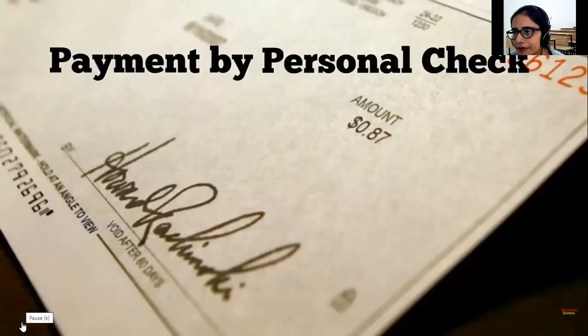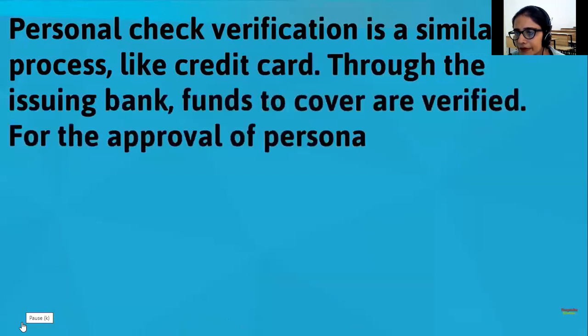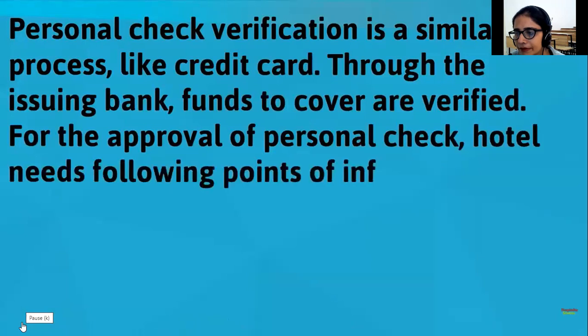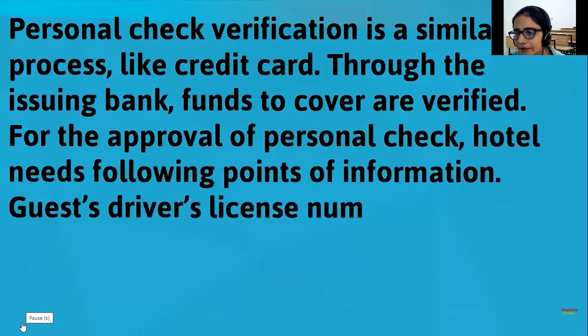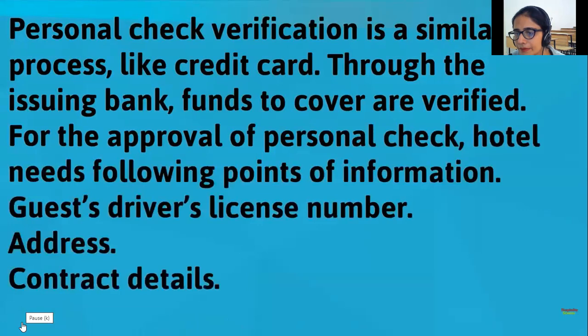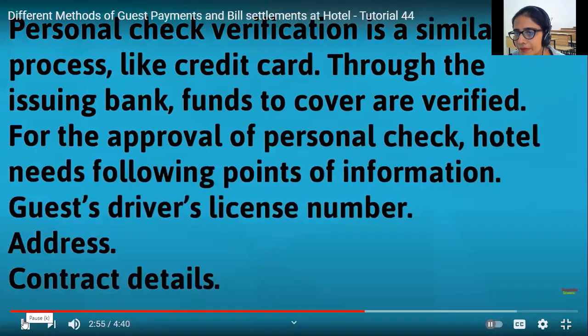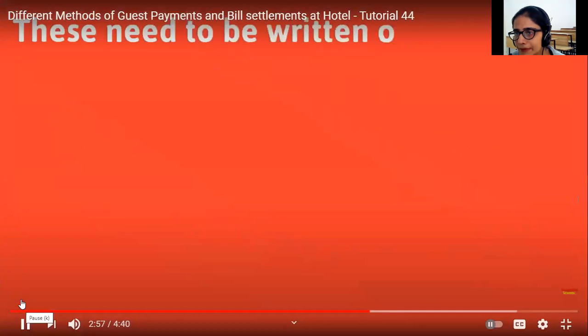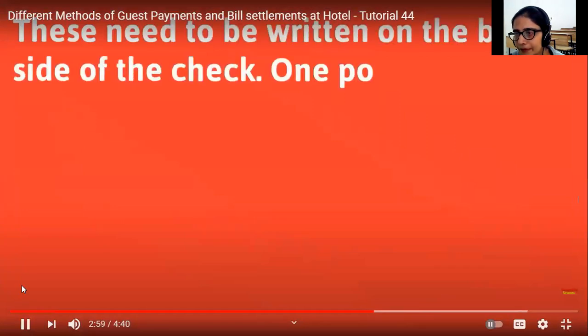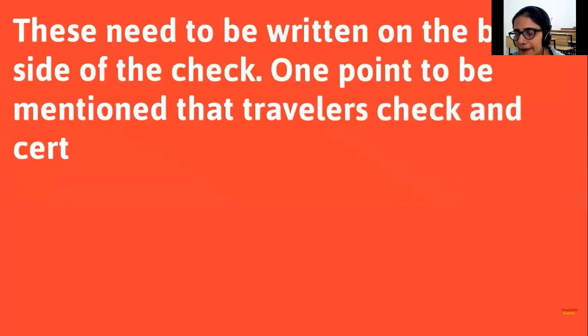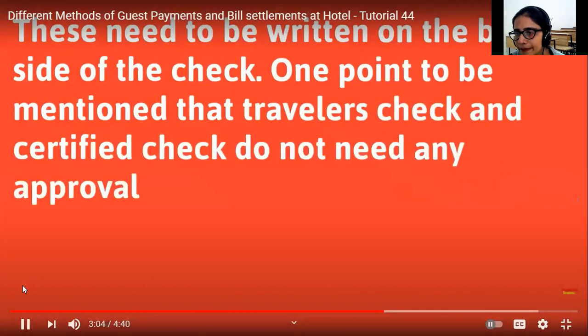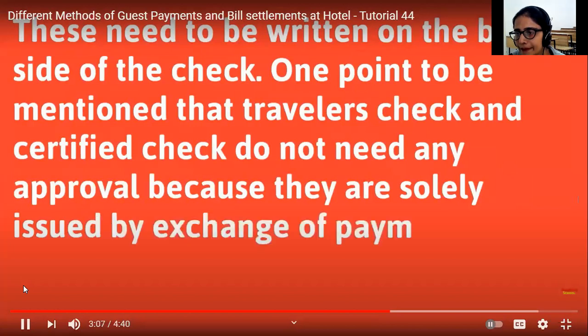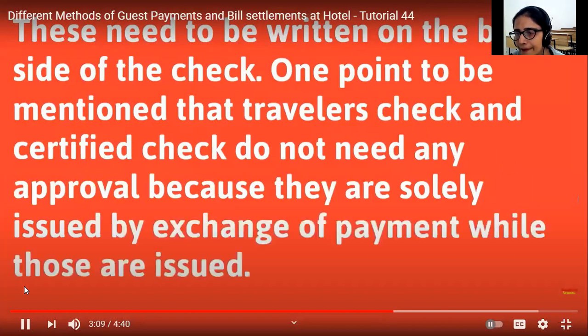Payment by personal check. Personal check verification is a similar process to credit card. Through the issuing bank, funds to cover are verified. For the approval of a personal check, the hotel needs the following information: the guest's driver's license number, address, and contact details. These need to be written on the back side of the check. One point to be mentioned is that traveler's checks and certified checks do not need any approval, because they are solely issued in exchange for payment.